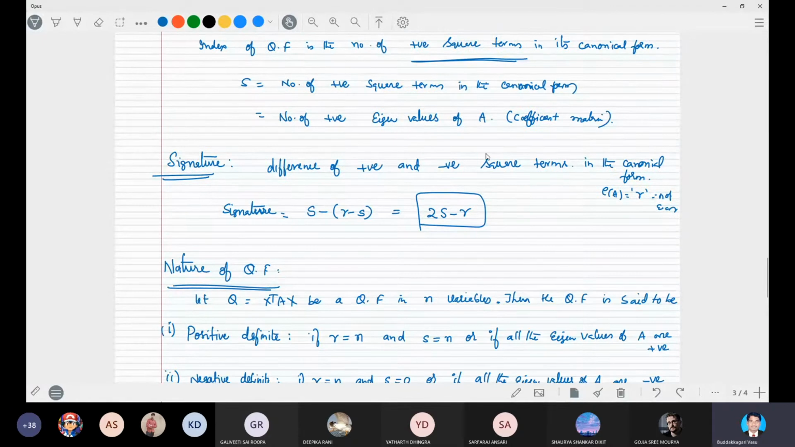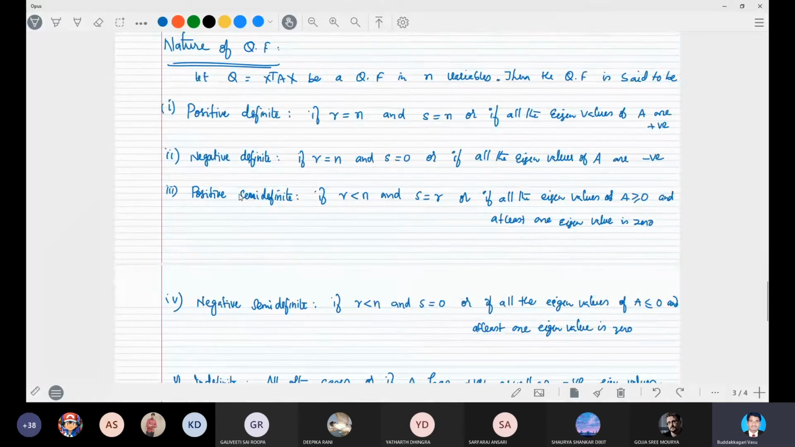Nature defines positive definite, negative definite, positive semi-definite, negative semi-definite, indefinite. Positive definite: if the rank of the quadratic form is equal to n, where it is of n variables, then r is equal to n and s is equal to n. That means the index is equal to n, and all the square terms are positive. Negative definite: if r is equal to n and s is equal to 0. Or else you can also define it in terms of the eigenvalues. If all the eigenvalues of the coefficient matrix A are negative, then the quadratic form is said to be negative definite.